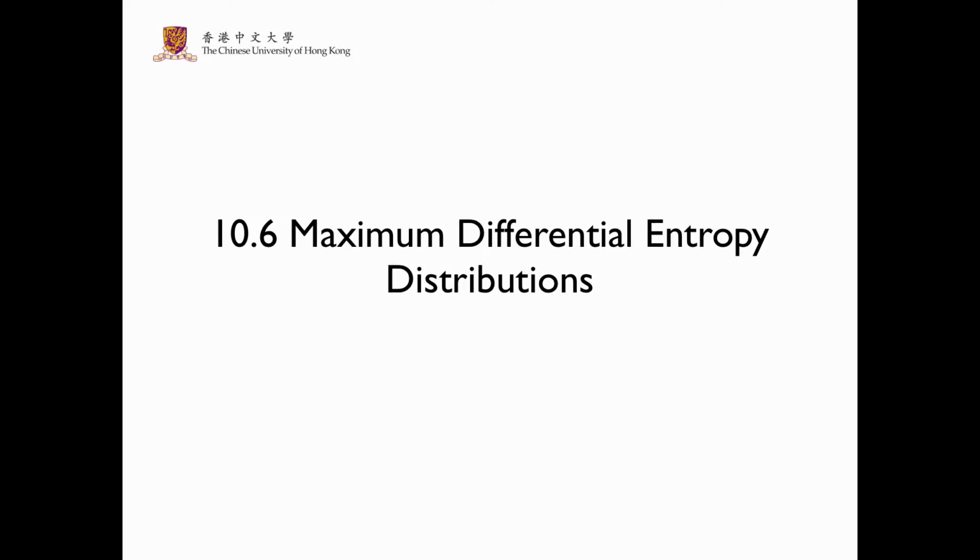Section 10.6 is about maximum differential entropy distributions. Before we discuss Section 10.6, we first discussed Section 2.9 on maximum entropy distributions, which is the discrete version of Section 10.6. We have deliberately deferred the discussion of Section 2.9 until now.